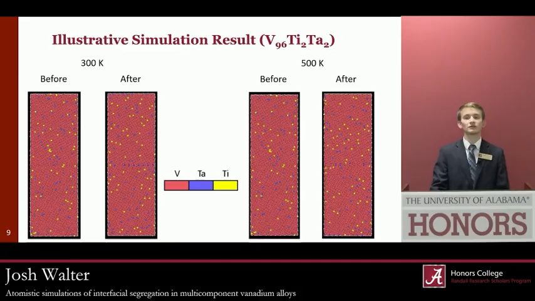So here's a little example of an illustrative simulation result. As you can see, at first, the elements are dispersed at random throughout the structure, and then after the simulations run, there's a grain boundary in the very center of that structure file, and as you can see, tantalum tended to segregate there.